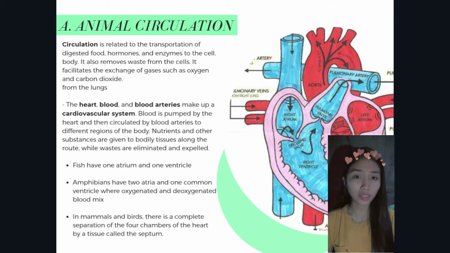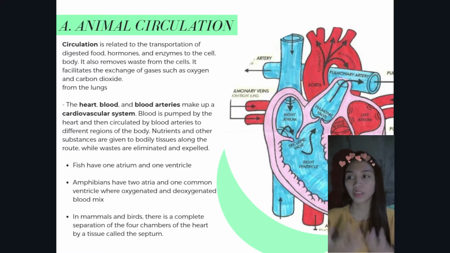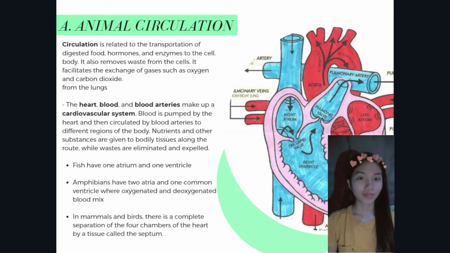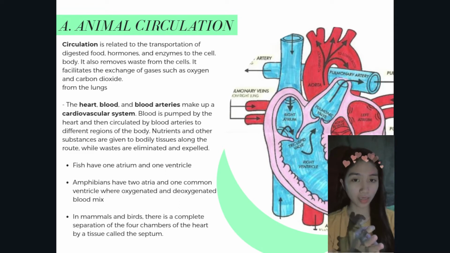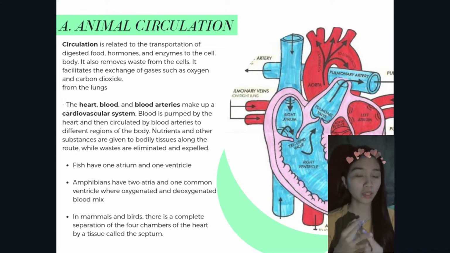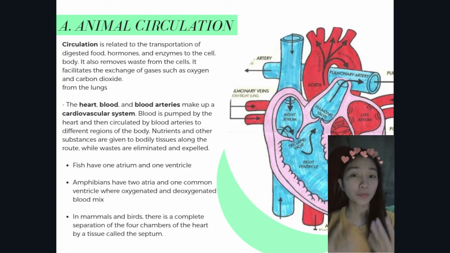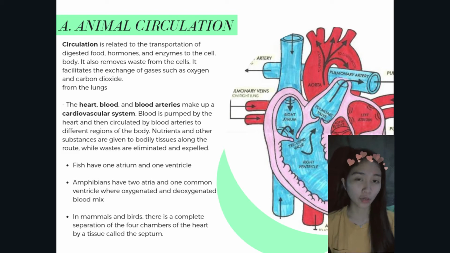Normal circulation is related to the transportation of digested food, hormones, and enzymes to the cell. It also removes waste from the cell, and it facilitates the exchange of gases such as oxygen and carbon dioxide to the lungs. The cardiovascular system consists of the heart, blood, and blood vessels. First, the heart pumps the blood, which circulates throughout the body through the blood vessels. Along the way, nutrients and other substances are delivered to body tissues, and wastes are removed to be excreted out from the body.